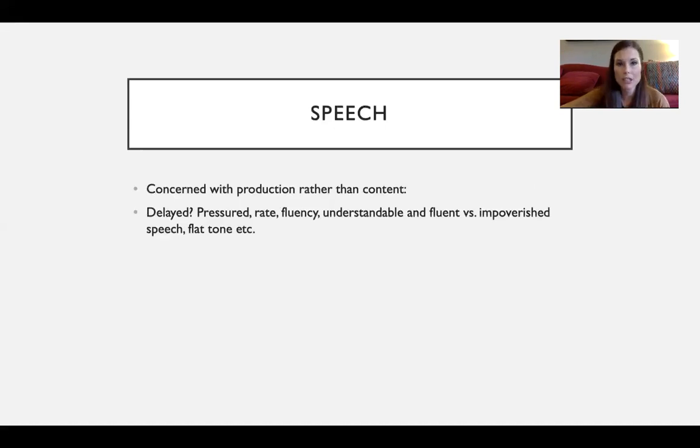You're going to look at their speech, concerned with production rather than content. So is it delayed? Is it pressured? Is it at a consistent rate? Is it fluent? We're going to try to determine if their speech is understandable and fluent versus impoverished or flat.